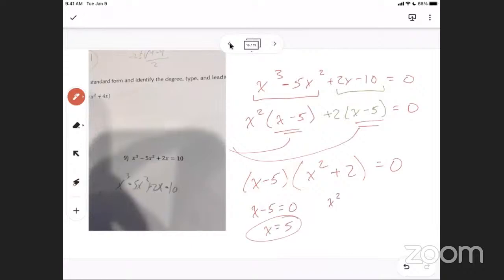Or x squared plus 2 equals 0, in which case x squared equals negative 2. Uh-oh. Have you learned about imaginary numbers yet? You have. So do they want you to solve this over the complex numbers, including imaginary solutions? Yeah, I think they do. No problem. So then x would equal, if I take the square root of this, plus or minus i square root of 2. That makes sense? Yeah.